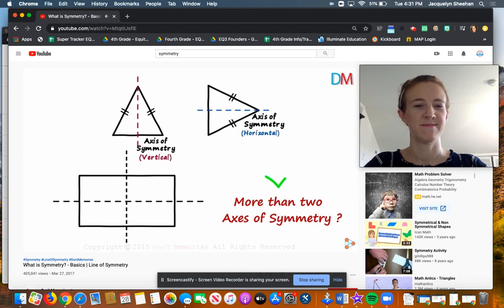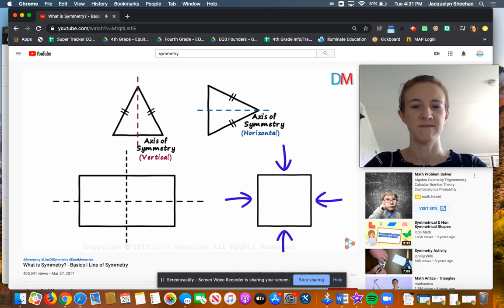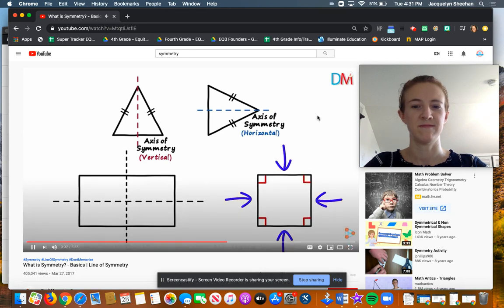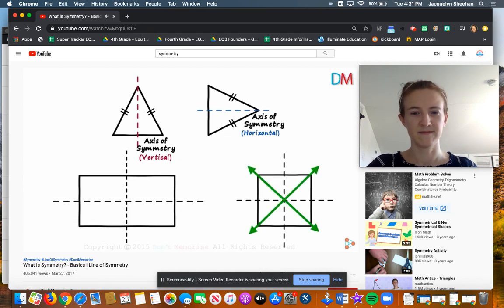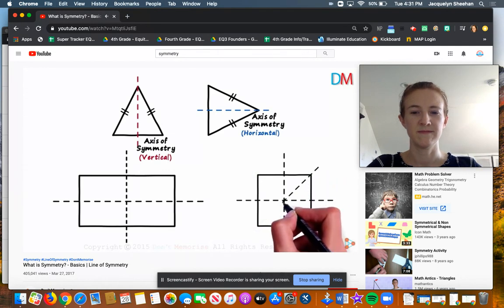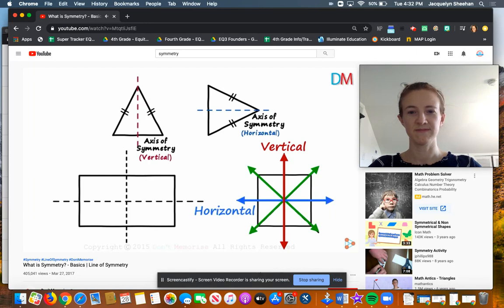Again, the answer is yes. Take the example of a square. All its sides are equal and all four angles are right angles. It has a horizontal as well as a vertical axis of symmetry, just like the rectangle. But for a square, the two diagonals will also be the axis of symmetry. If we fold it along this diagonal, the parts match. And even if we fold it along this diagonal, these two parts overlap exactly. So a square has four axes of symmetry: horizontal, vertical, and the two diagonals.